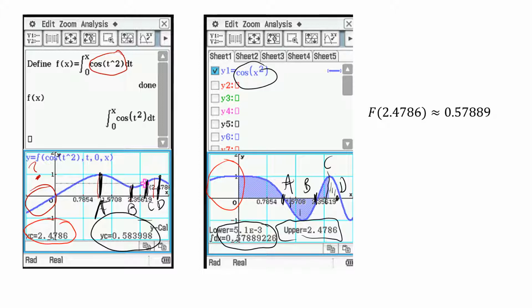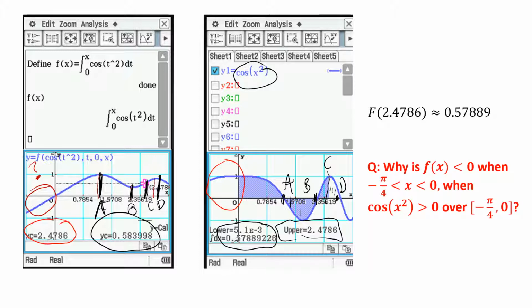Let me just make it clear. Here's our original function. So why is our net signed area function negative for negative values of x between minus pi on 4 and 0 when the cos squared function is clearly not negative, is above the x-axis over there? Well, you can see, hopefully, those of you on the ball, when x is negative, what we're doing is integrating from 0 to a value lower than it.